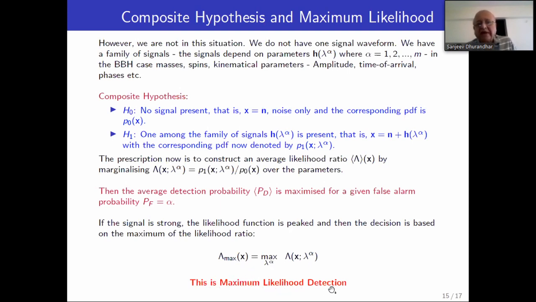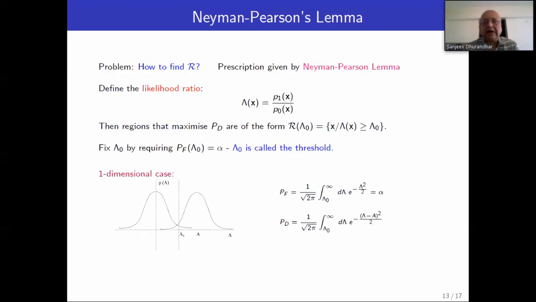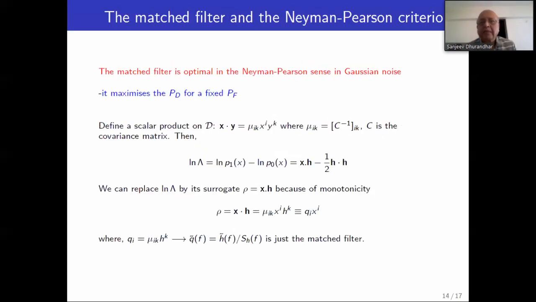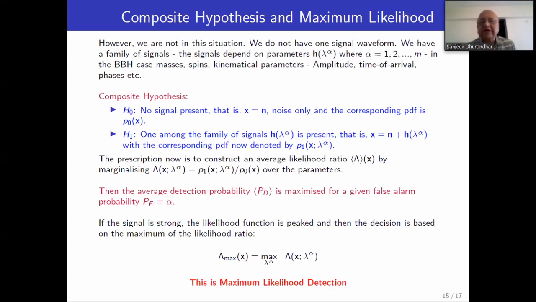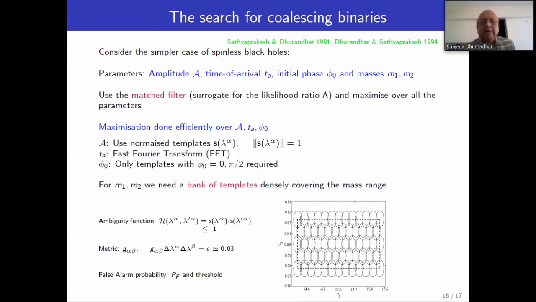And this is called maximum likelihood detection, where you compare your lambda max x with some lambda naught. Now that lambda naught has to be fixed depending on lambda max x. So now you have to do exactly like what you did before, which I went into for this one dimensional case and so on. That's the basic way you do this kind of thing.